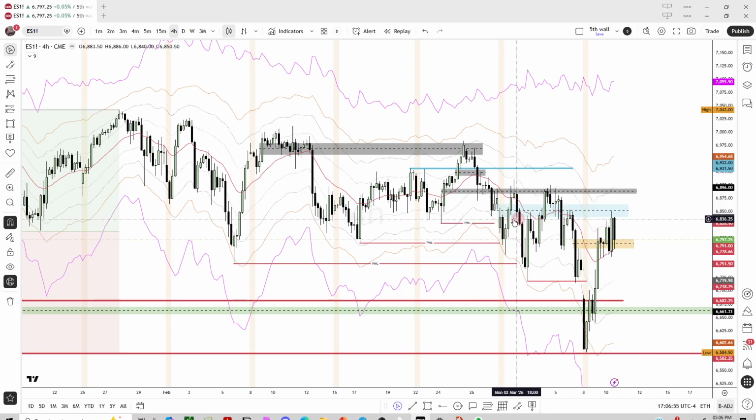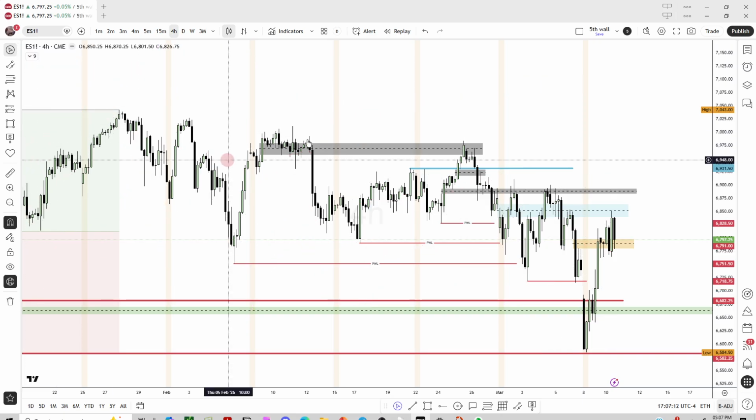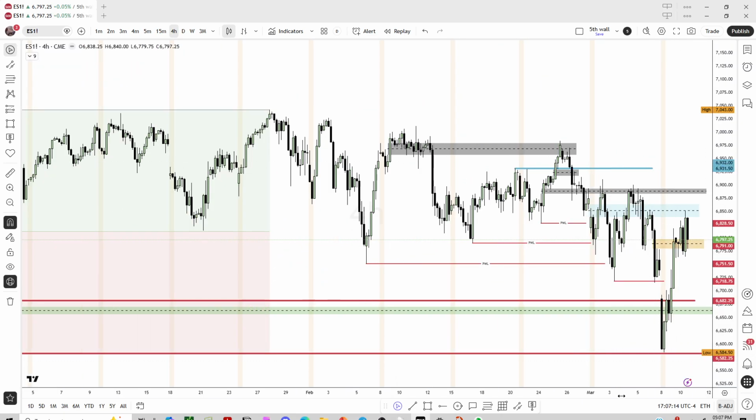This is actually a balanced price range here. Didn't really hold true to anything, but you can see what happens here. This is good enough for me. And I'm going to turn out the lights.